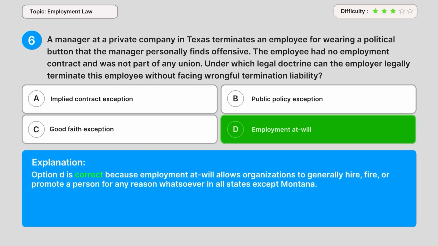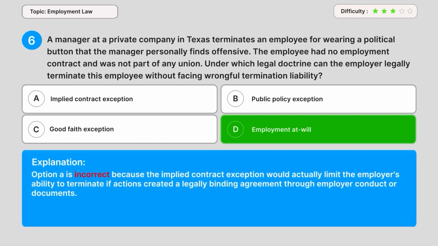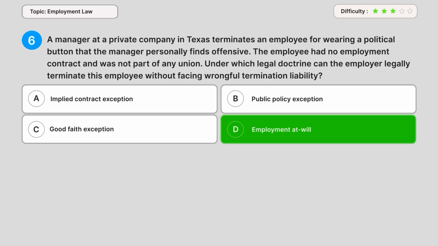Explanation. Option D is correct because employment at will allows organisations to generally hire, fire, or promote a person for any reason whatsoever in all states except Montana. Option A is incorrect because the implied contract exception would actually limit the employer's ability to terminate if actions created a legally binding agreement through employer conduct or documents.